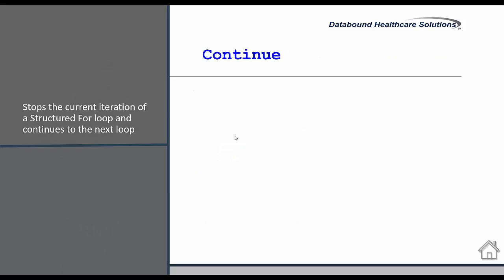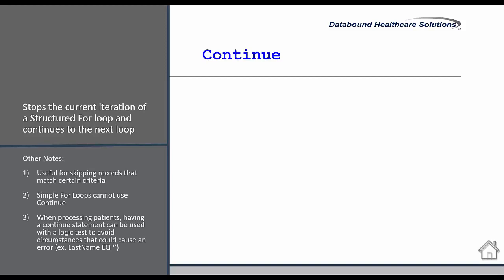Next is the word continue. This again is used for structured for loops. This stops the current iteration of the for loop and goes to the next one. This is useful for skipping records that match a certain criteria.